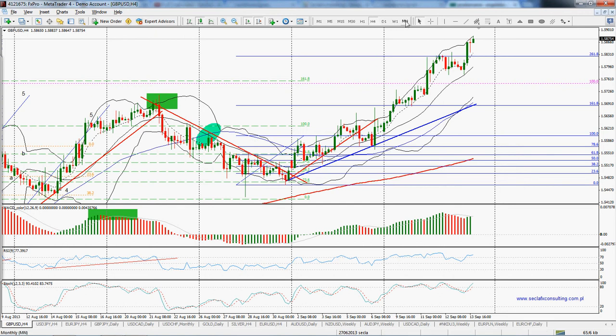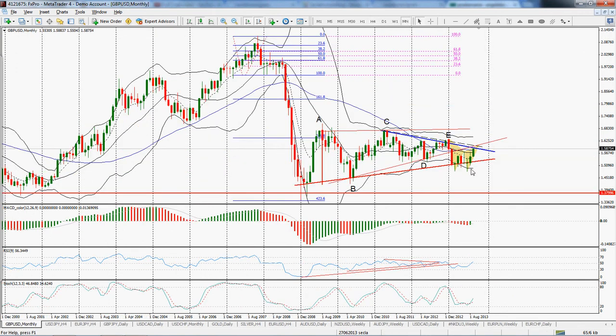Okay, good. So let's check the Great Britain pound US dollar. Great Britain pound US dollar monthly chart. I've plotted this butterfly pattern. It doesn't look that perfectly harmonic, but I will explain in a separate video.